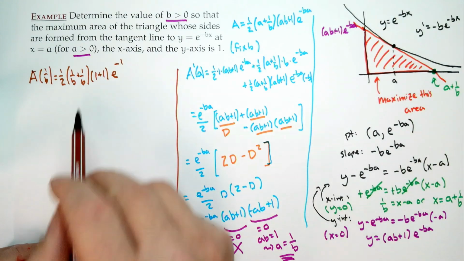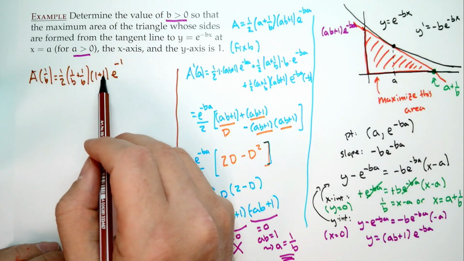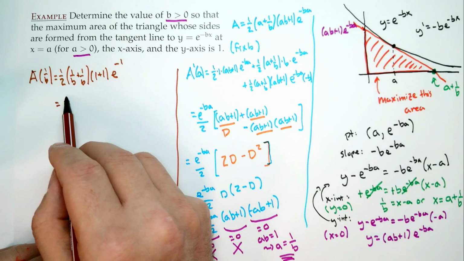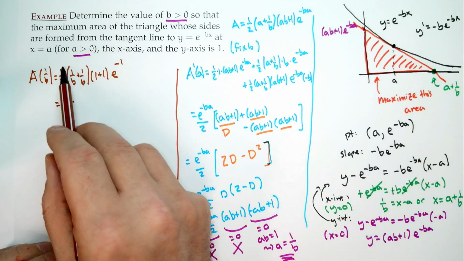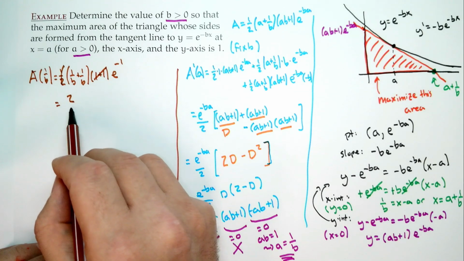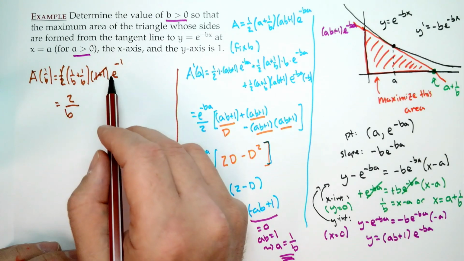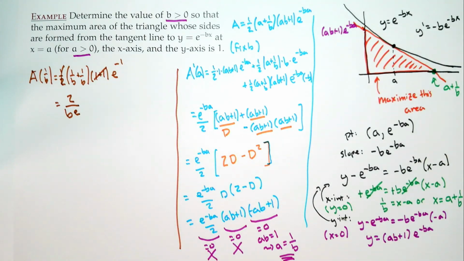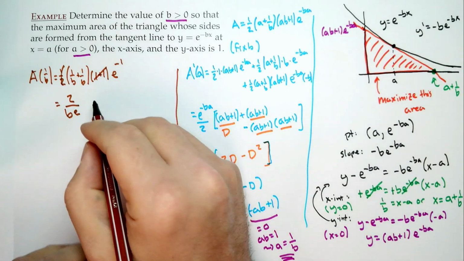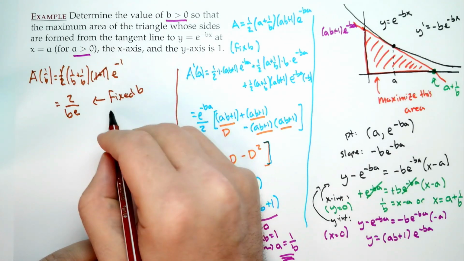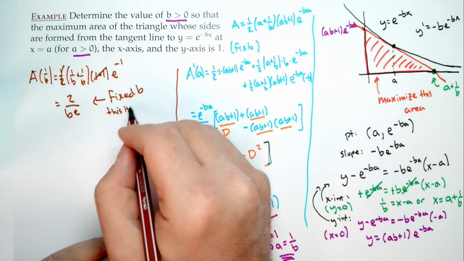So 1/2, 1 plus 1 is 2, half times 2 is 1. So we're going to get 2 upstairs, because we get 1 over b plus 1 over b is 2 over b. And now this e to the minus 1 is really 1 over e, so we get 2 over b times e. So for a fixed b, this is the maximal area.